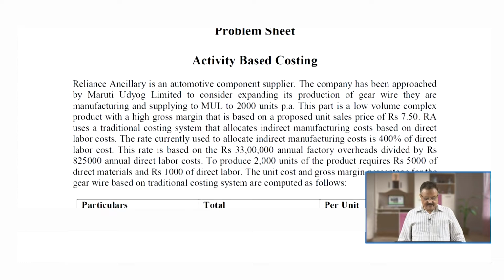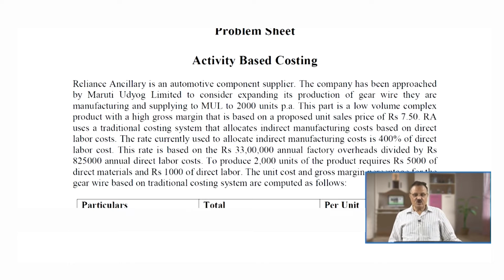The rate currently used to allocate indirect manufacturing cost is 400% of the direct labor cost. Fine. This rate is based on rupees 33 lakh annual factory overheads divided by 8 lakh 25,000 annual direct labor cost, right. So, what is the total cost here? That is the total overhead cost, 33 lakhs, or 3.3 million annual factory overheads, and they have to be divided by what?